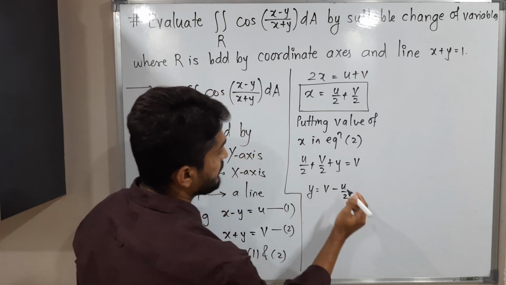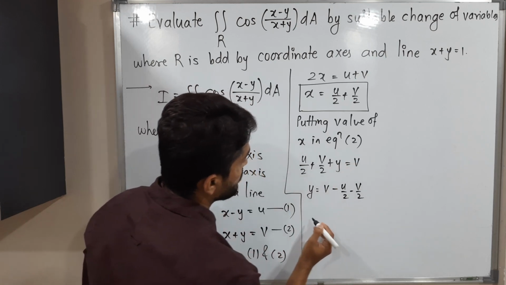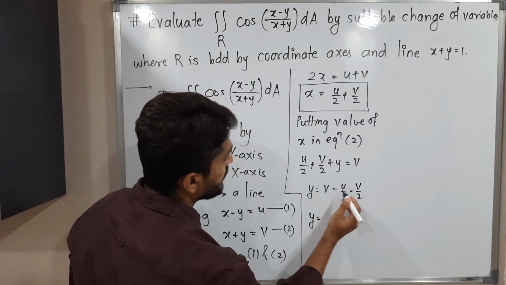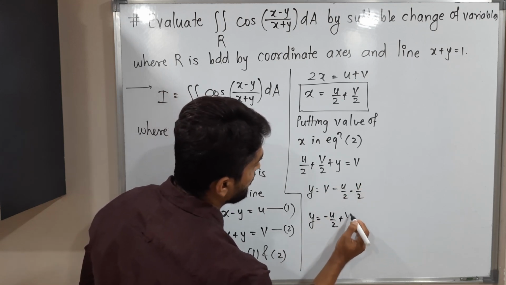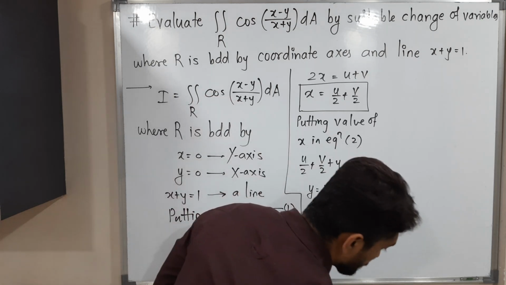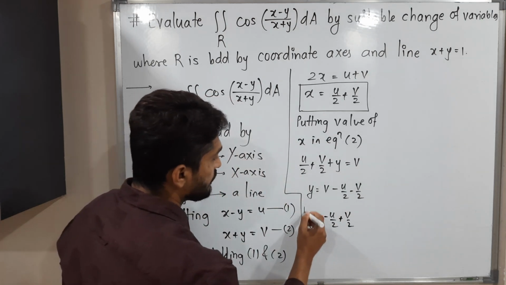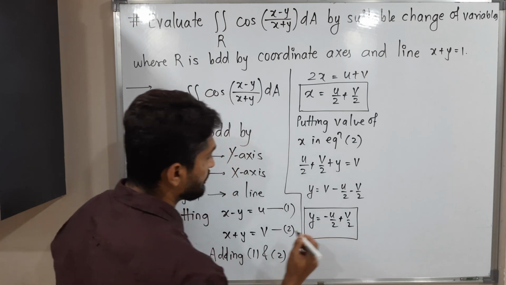Here we have a plus sign. If you shift it there, we'll have the minus sign. So y is equal to minus u by 2 as it is, v minus v by 2, that is v by 2. So I got the value of y also. So finally I got the value of x and y.